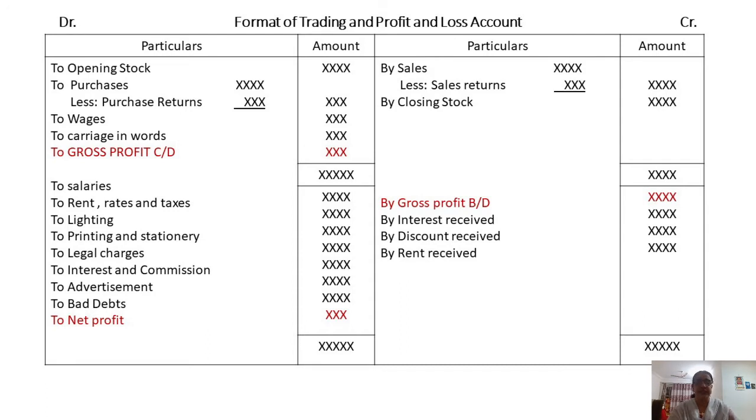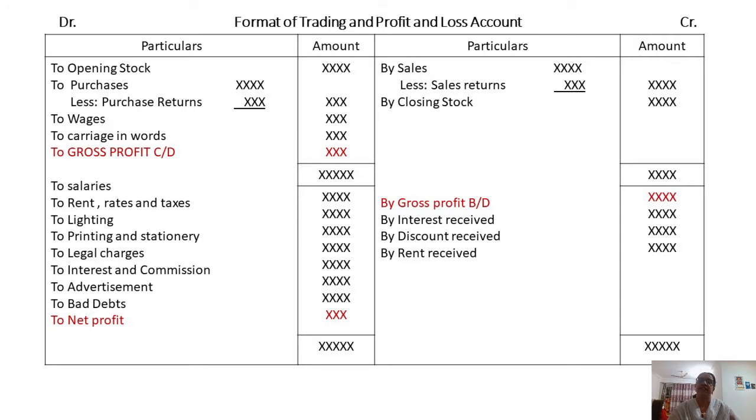What does direct expenditure mean? Any expenditure incurred while purchasing the goods is a direct expenditure, and anything incurred while converting raw materials into finished goods is also considered a direct expenditure. Then there is opening stock. First we'll take opening stock. The previous year's closing stock will become the opening stock for this year. This is considered an expenditure.